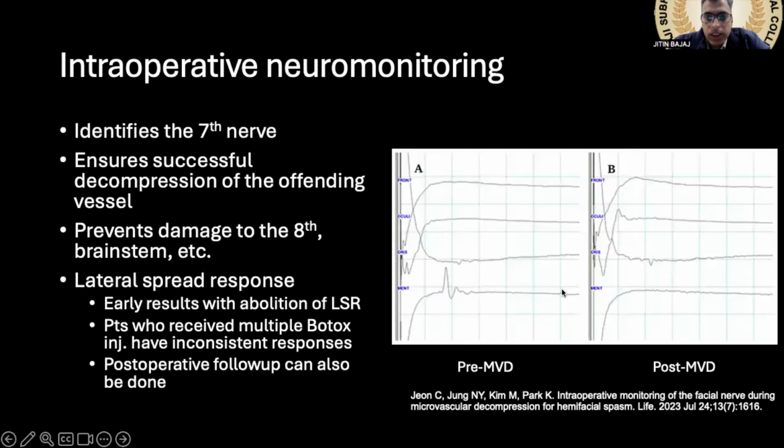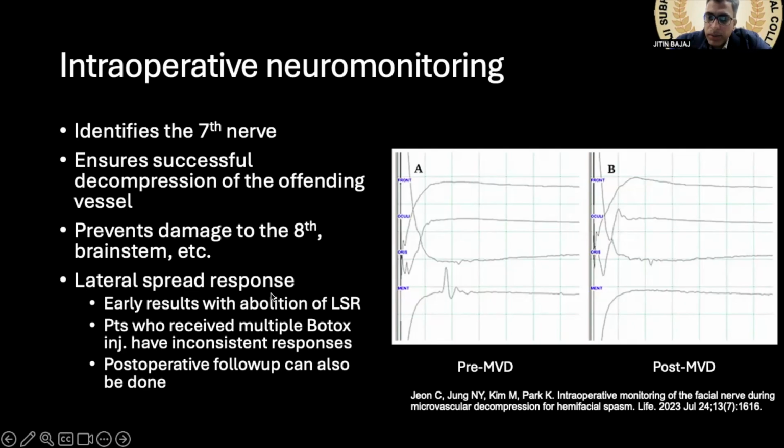And when you see the lateral spread responses in the pre-MVD period, and after MVD you see abolition of lateral spread responses, like it is seen in the mentalis muscle here, there is a good chance that there will be an early result after your surgery, that your neurovascular conflict has actually gone and there is no other leftover neurovascular conflict. So if there is persistence of lateral spread responses, that means you should still search for more neurovascular conflicts. There can be some, and you should take them out.